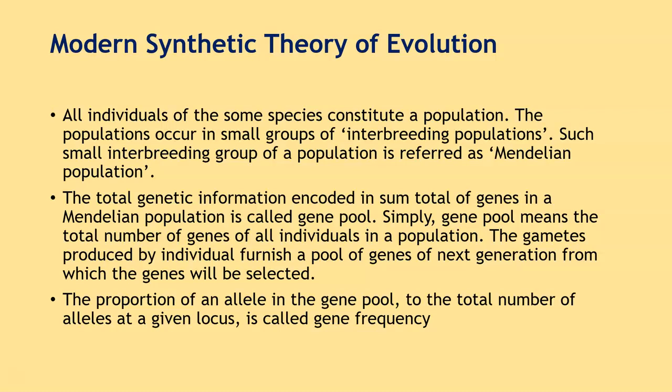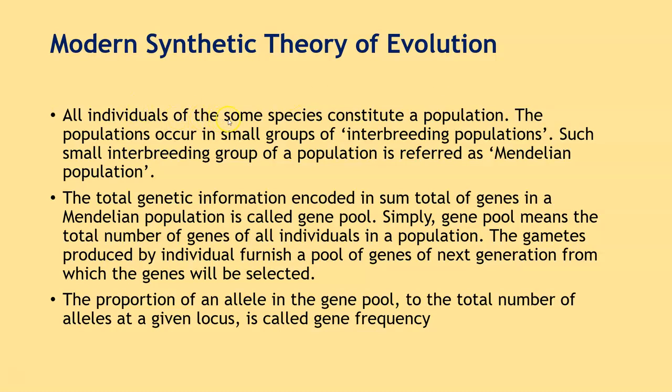Stebbins, in his book, discussed 5 key factors: gene mutations, mutations in chromosome structure and number, genetic recombinations, natural selection, and reproductive isolation, which together contribute to the evolution of new species.